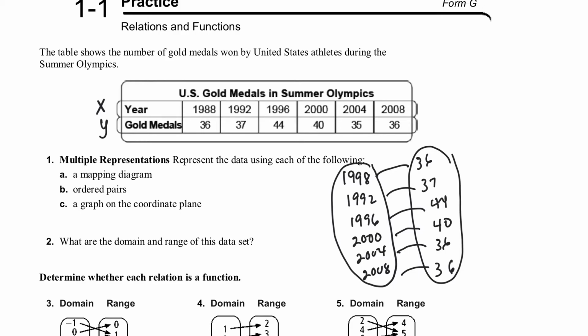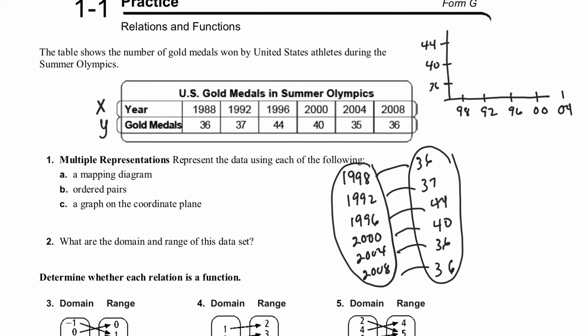C, a graph on the coordinate plane. What I recommend you do is you can make your x-axis here, and I'm going to say 88, 92, 96. Of course, that's going to be 2004. And I'm going to say this is 36. We'll say this is 40. This is 44.